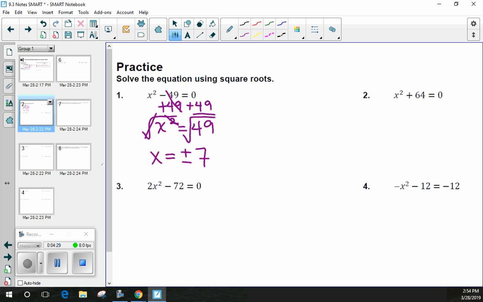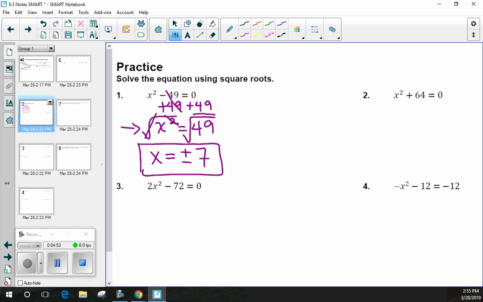But the moment you get to this step and you see you have a positive on the other side, it has 2 real roots. Make sure you give both. Okay? But these are our solutions. If we were to graph this on our graphing calculator right now, you would see right away that this parabola intersects the x-axis at positive 7 and at negative 7. Okay, so it's consistent with that method.